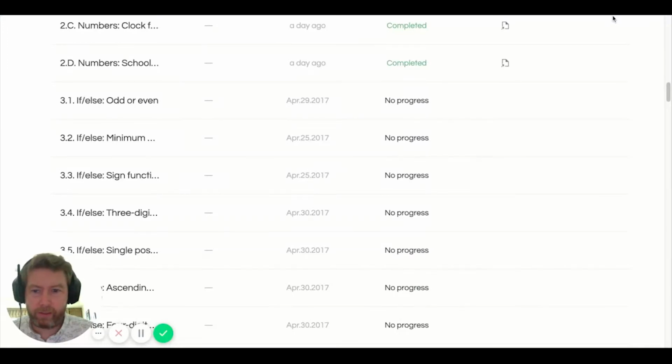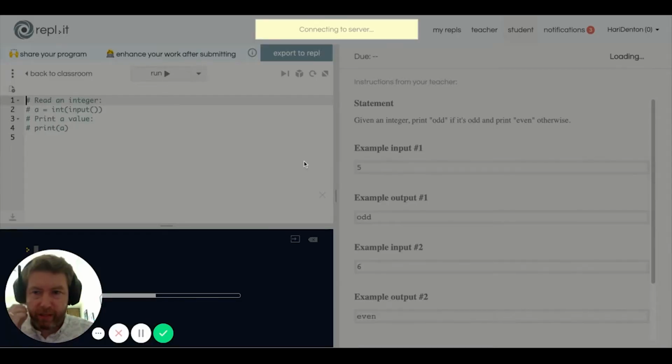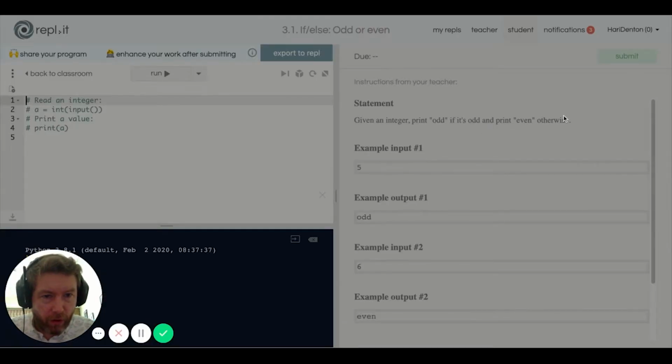Welcome to another Python speedrun with me, Mr. Denton. I've set a timer for 10 minutes, so I'm really going to keep it to 10 minutes this time and see how many I can do. Looking at if-else statements, given an integer, print odd, print even.